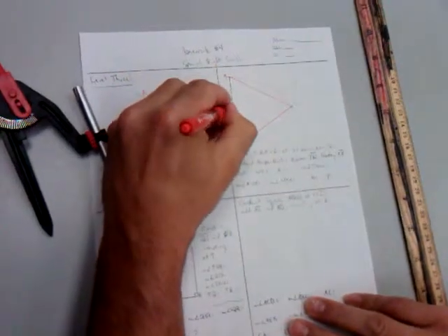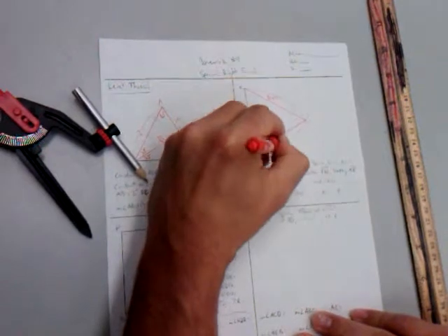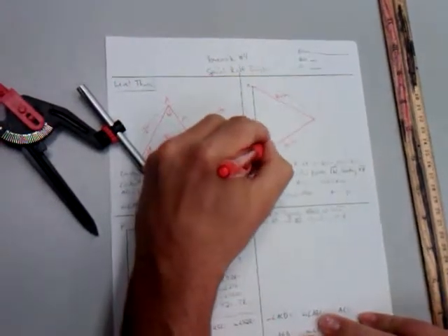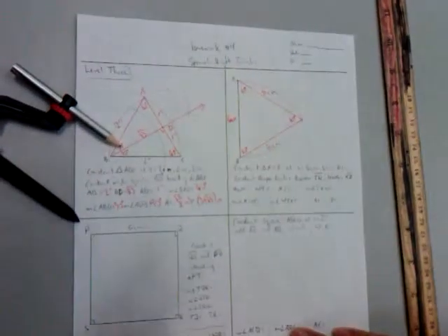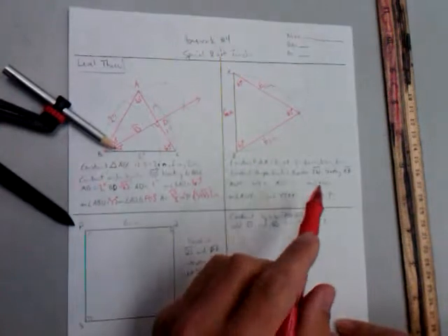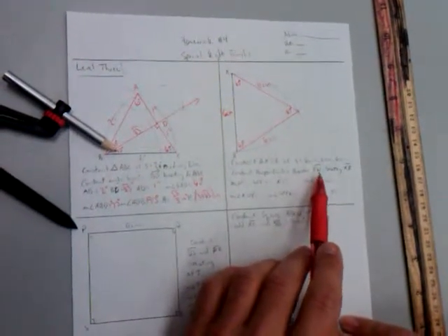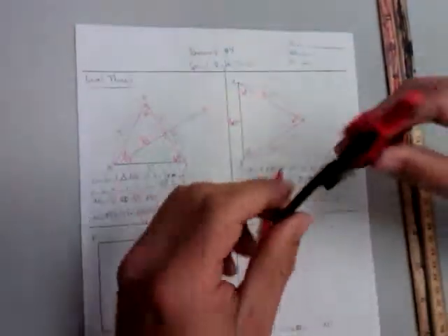Each side is 6 centimeters, so might as well mark that right away. 6 centimeters, and of course all three of these angles have to be 60 degrees because it's an equilateral triangle, so the angles are all congruent. Okay, now construct perpendicular bisector YW bisecting XZ. All right, so here's XZ, so I need to do a perpendicular bisector this time.